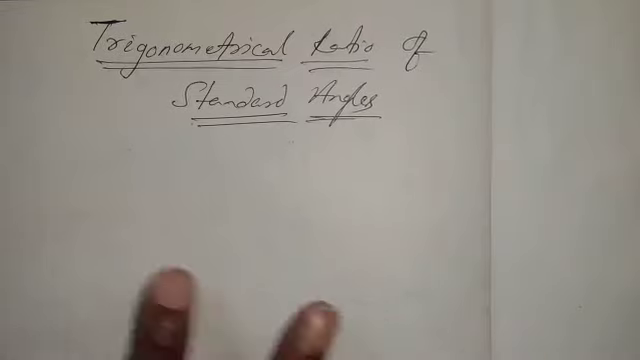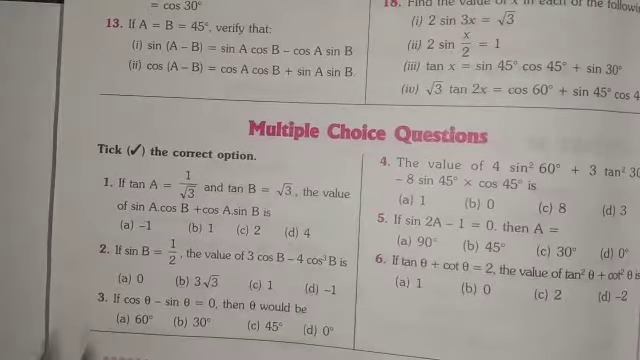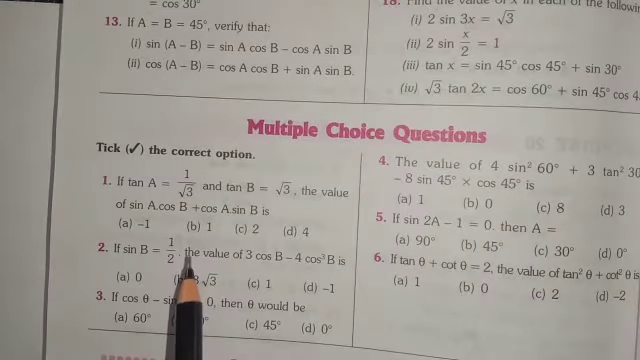Trigonometric ratio of standard angle. This is a multiple choice question. Let me explain one by one. There are 6 questions in total, and I am doing them one by one. Though these are tick type questions, you have to select the correct one. But how to solve this one?